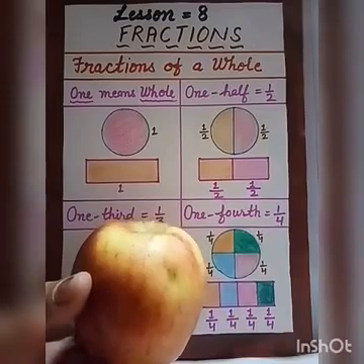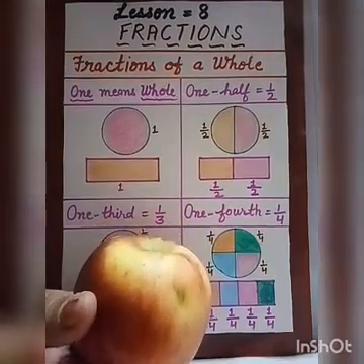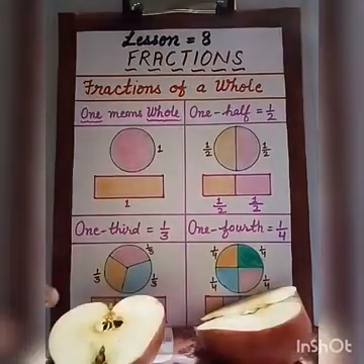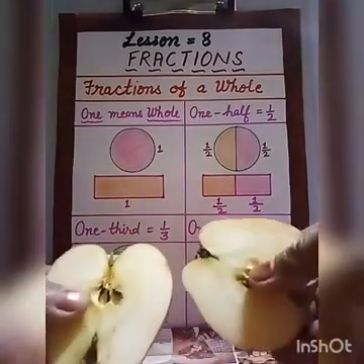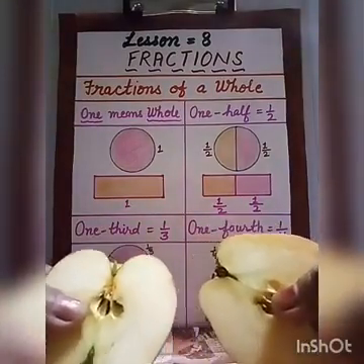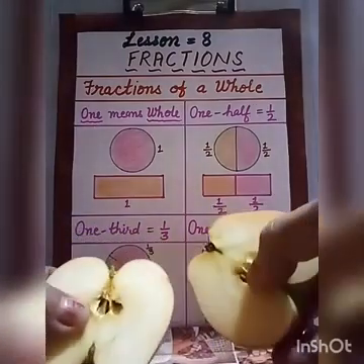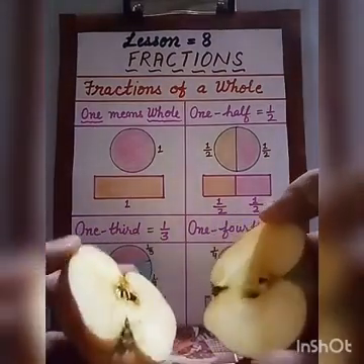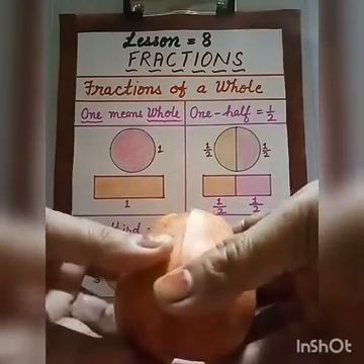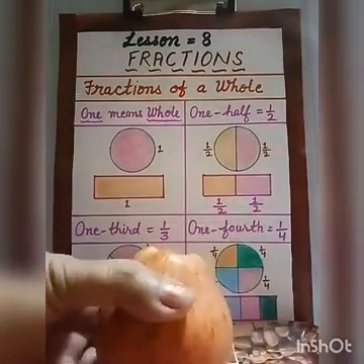Let's take an example of an apple. It is a whole apple. Now I have cut it into 2 parts. And now I have 2 halves. Both the parts are equal. And 2 equal halves make a whole. Yes, this is a whole apple now.